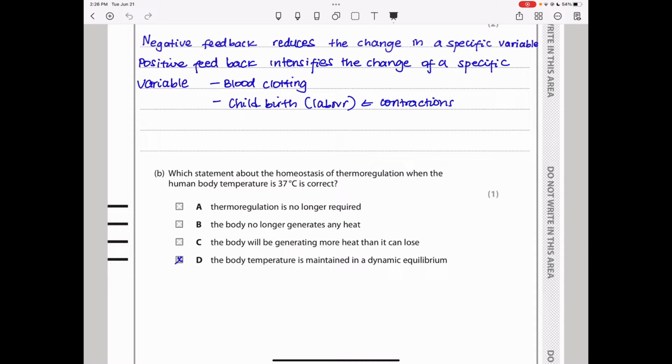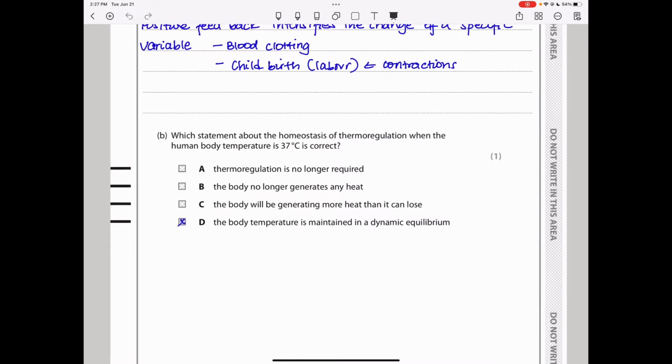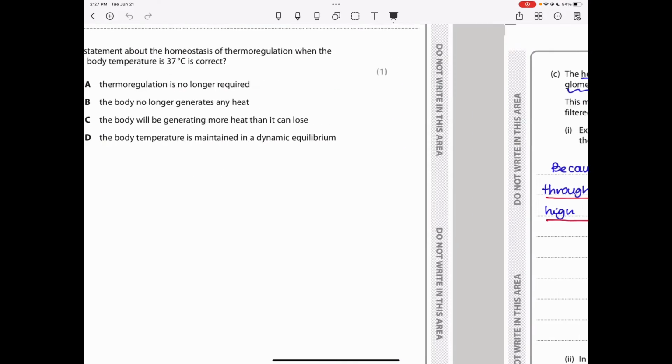No, the body temperature is maintained in dynamic equilibrium. Yes, this is very important. Dynamic equilibrium ensures that there is going to be a state of constant back and forth. That is dynamic, okay? So the answer should be D here.